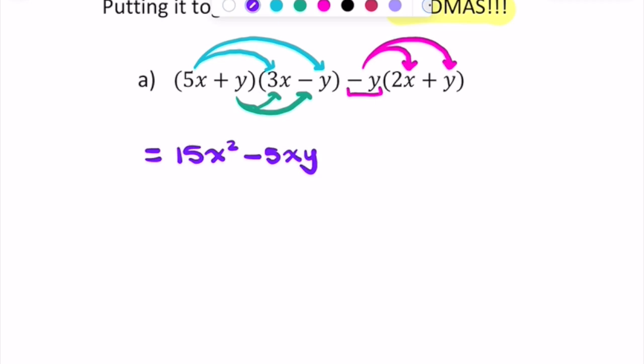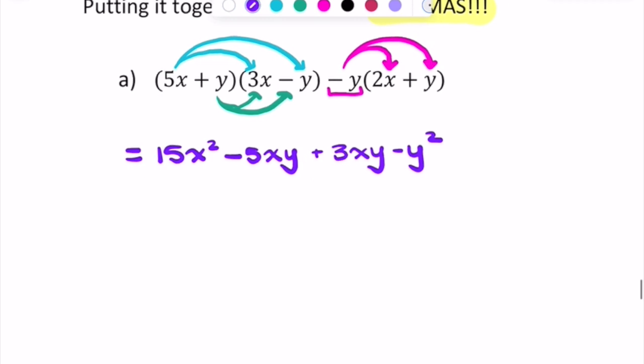Of course, when I write this, I make sure I write it alphabetically, so x comes before y, because it helps me identify any like terms. The next thing I'm going to do is those green distributions. So I have y times 3x, and both of those are positive. So I have numbers first, x is second, and y is last. And then I'm going to do my y times my -y, which gives me a -y squared. So all of those first distributions have been done.